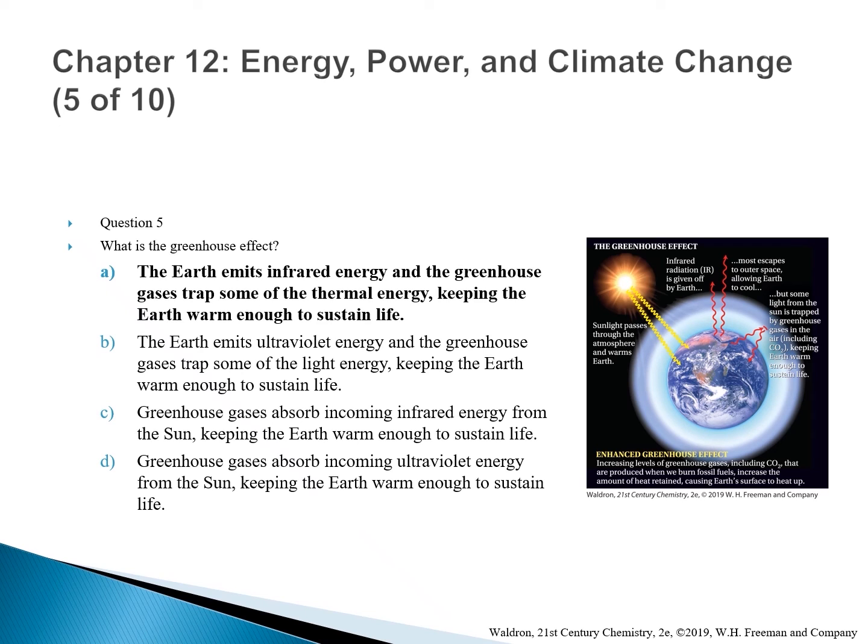The Earth emits infrared energy, and the greenhouse gases trap some of the thermal energy, keeping the Earth warm enough to sustain life. First of all, you need to realize that the energy involved in the process has nothing to do with ultraviolet light, the UV light. Therefore, we can rule out choice B and choice D. So we only have A and C left. In A, the focus is that the gas traps the energy. In C, it says the gas absorbs the energy. Greenhouse gas doesn't absorb any of the energy. It only traps the energy to keep it warm. So C is out, giving you the correct answer as choice A.